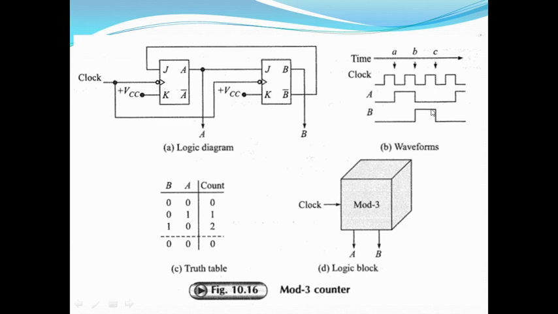Before the instant of time C, as B is going to be 1, B bar is going to be 0. That means J input of the first flip-flop is going to be 0 and K is going to be 1. So this flip-flop can only be reset when the next negative edge of the clock pulse hits. What about this one? A is already 0 prior to point C. That means J is going to be 0 and K is equal to 0 here. So this flip-flop can also only be reset. Both the flip-flops have a condition of reset prior to the instant of time C.